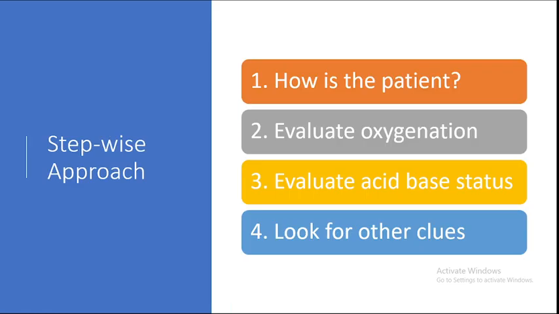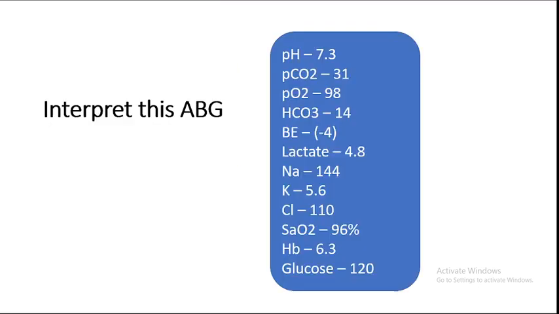So if you are given a blood gas, you should go in a stepwise manner to analyze it. First of all, think about the patient, gather some information. Then evaluate the oxygenation, then go for acid-base status, and then look for other clues. So I will give you this blood gas, right? It has given several values. Now you are going to interpret this arterial blood gas, right?